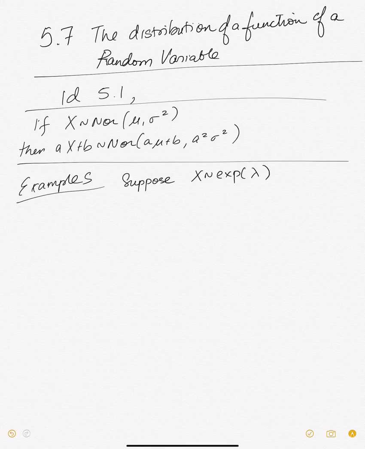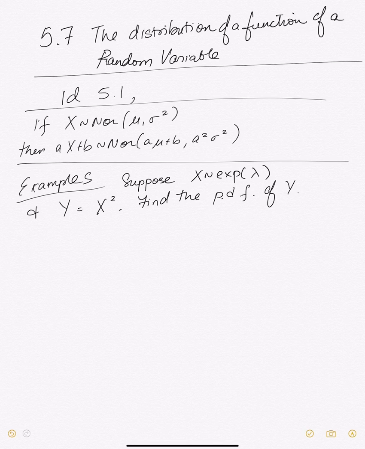with parameter lambda. It doesn't really matter what lambda is, so I'm just going to write lambda. And the random variable Y is X squared. What you need to do is find the probability density function. I'm going to shorthand it as PDF of Y. All right? Okay. So let's see.